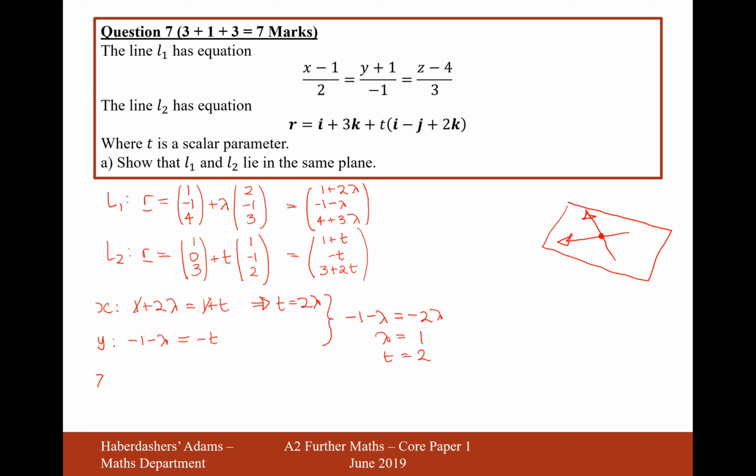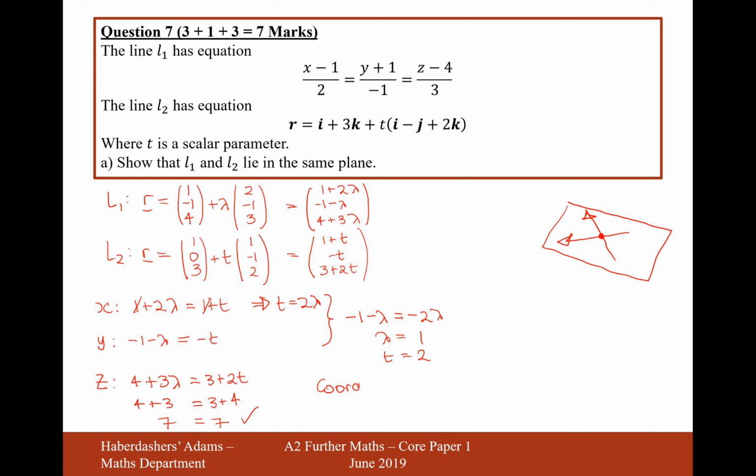Let's just now check the z component of this when we plug in lambda equals 1 and t equals 2. So that's going to be 4 plus 3 lambda equals 3 plus 2t. So when lambda is equal to 1, we're going to get 4 plus 3, which is 7. And hopefully on the right hand side it will equal 7 as well. So on L2, 3 plus 2t, 3 plus 2 times 2, so that would be 3 plus 4, which is 7 as well. Lovely. So the z component's equal, so therefore we could find the coordinate of intersection.